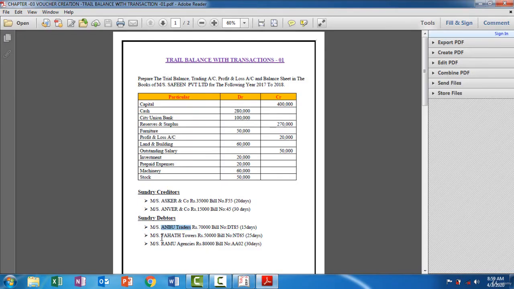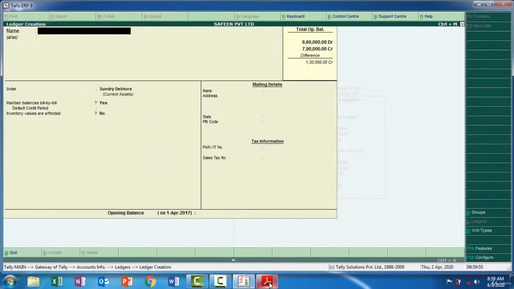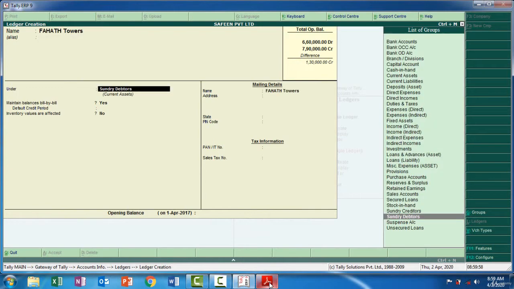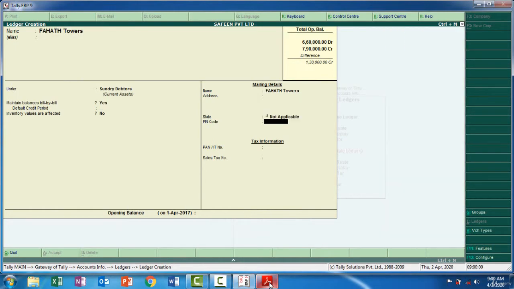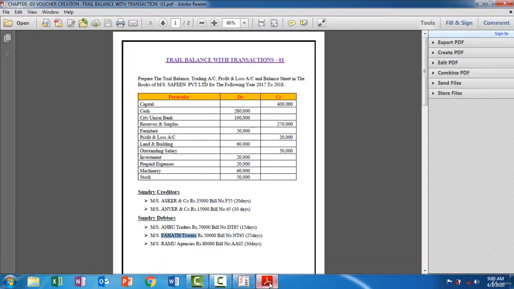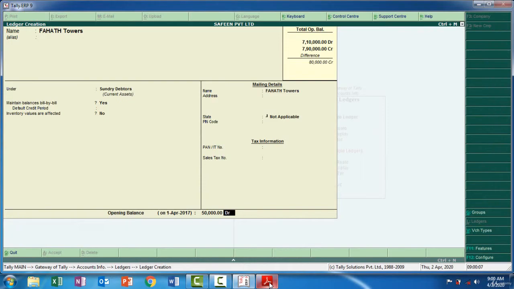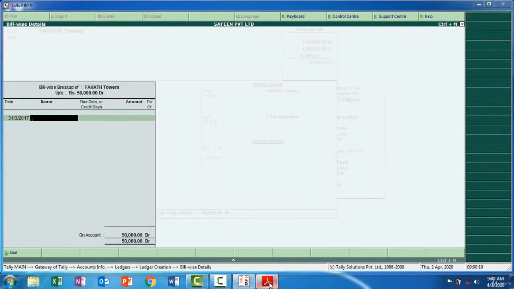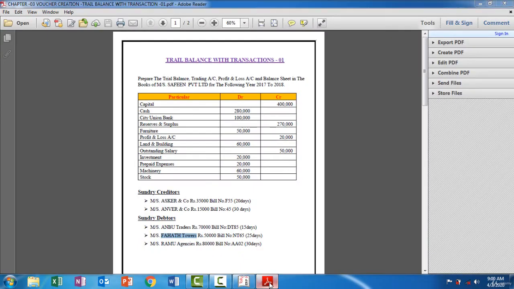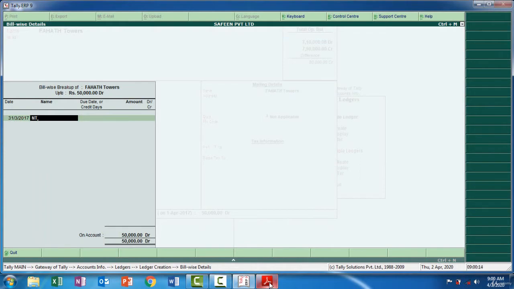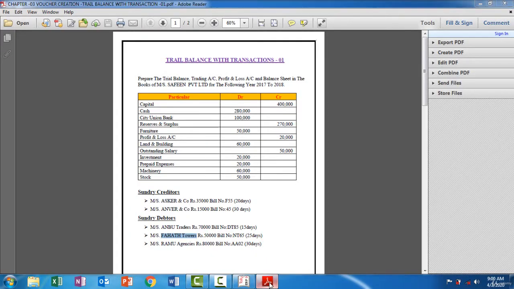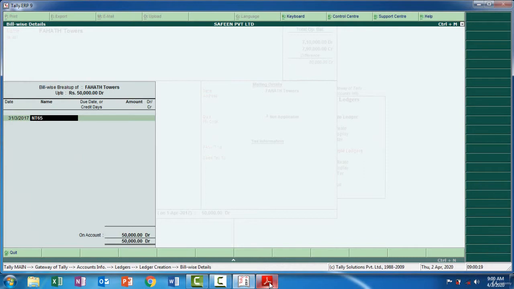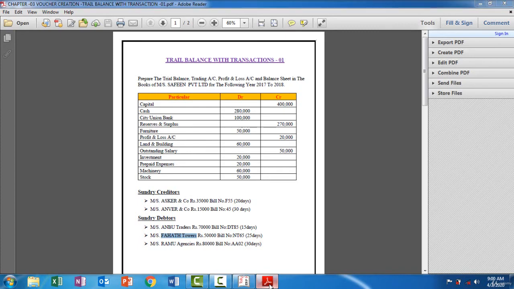The next one, Fahad Towers. Fahad Towers is one of our clients, so we have to create the ledger under the Sundry debtors. He is a Sundry debtor. The amount is 50,000. The bill number is NT65. I'm going to put NT65. Due date 25 days.